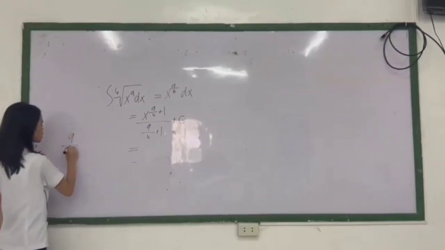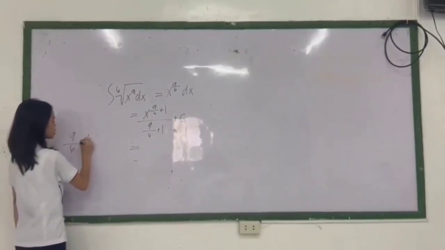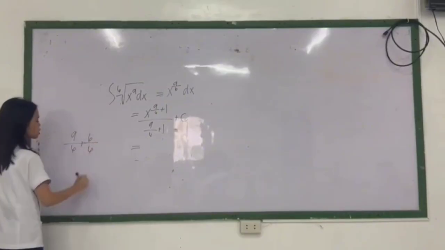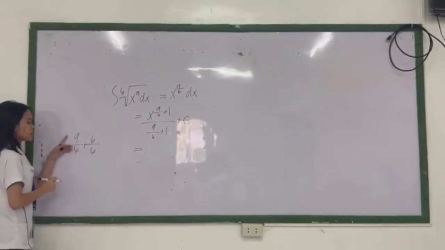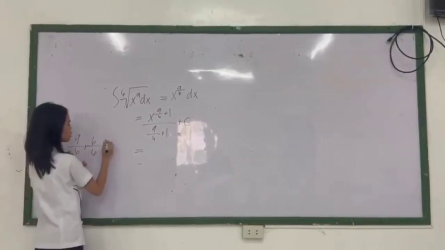9 over 6 plus 1 is the same as 9 over 6 plus 6 over 6.